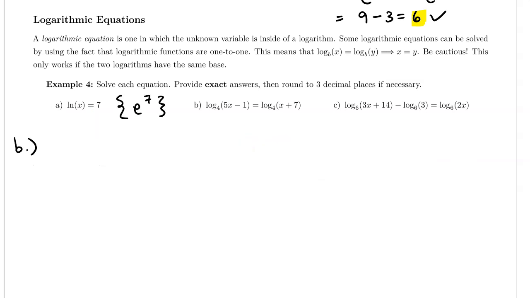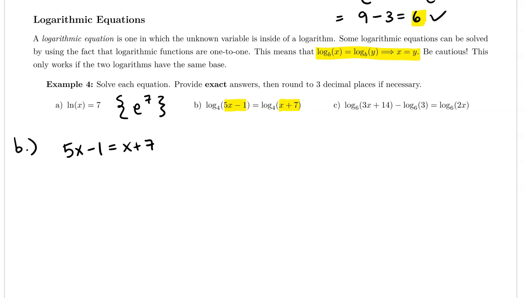All right, so in part B, I'm going to apply a similar idea where I'm going to have 4 be my base on both sides. And because 4 to the power of something and log base 4 are inverses of each other, these kind of undo each other or get rid of each other. And so we're left with 5x minus 1 is equal to x plus 7. But similarly, because these have the same bases and they're equal to each other, we can use this idea here. So that means that the inside of this and the inside of that have to be equal to each other.